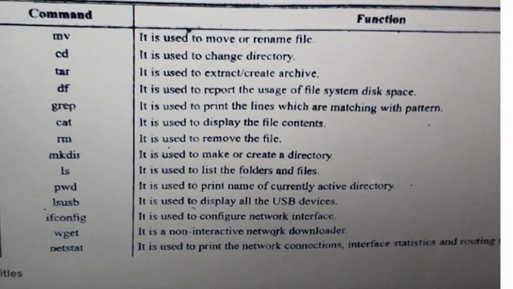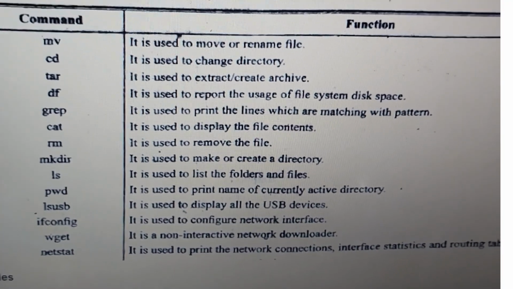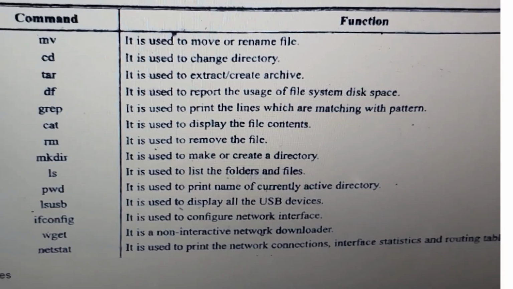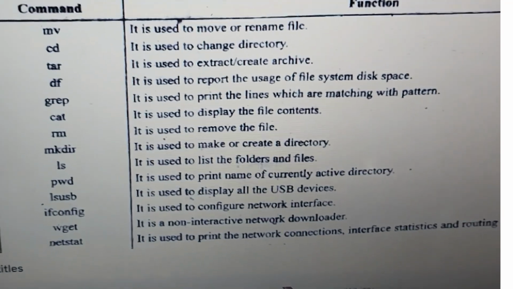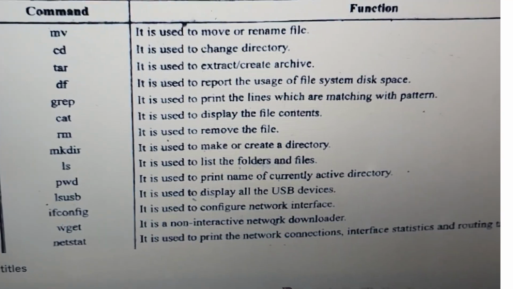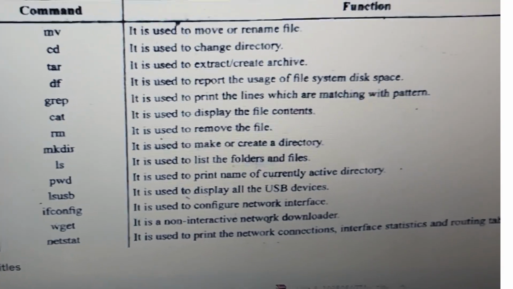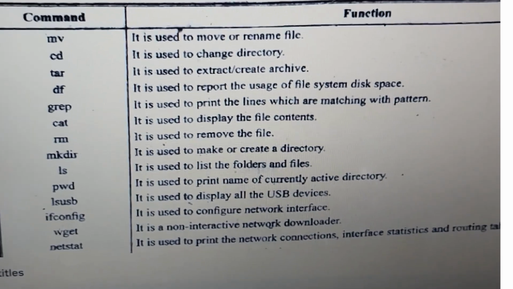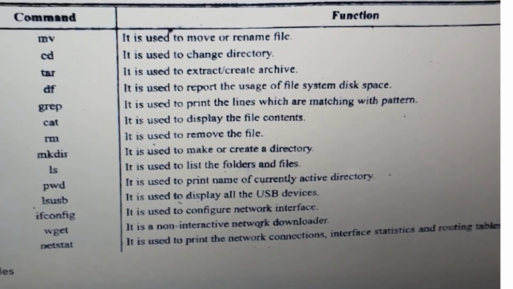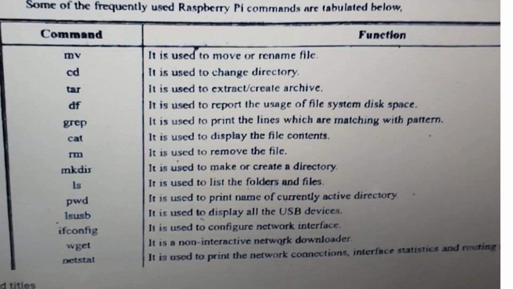Okay, grep is a command that prints the lines which match a given pattern. Globally search for expression. Okay, cat is a command for concatenation, creates a new file, and rm means remove the file, mkdir. These are the Linux commands which function in the Raspberry Pi.